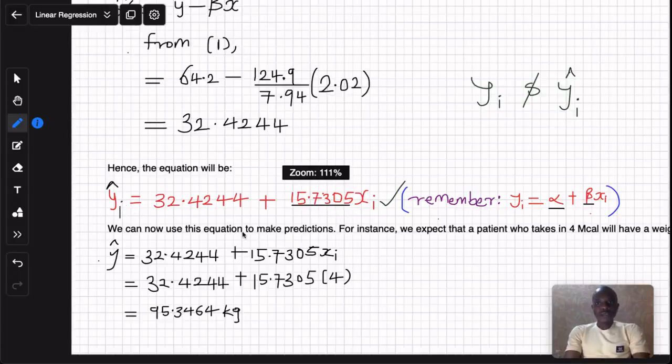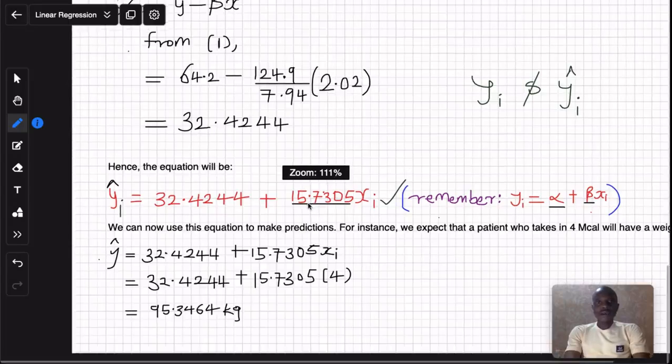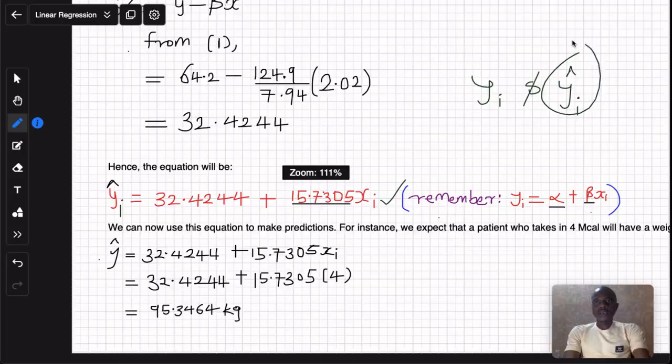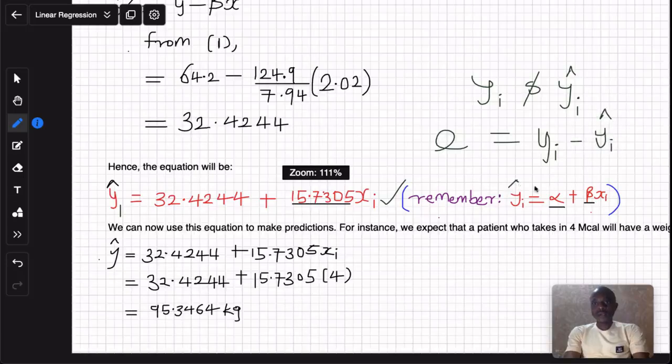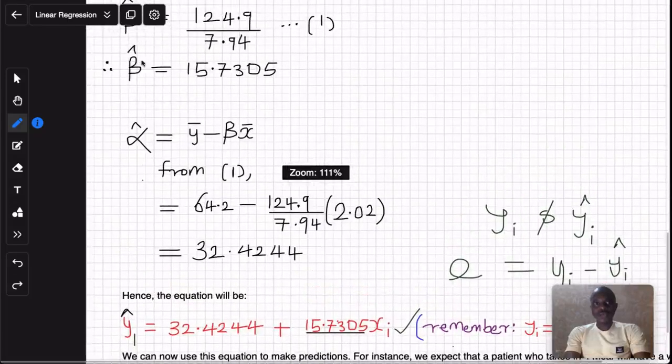If you do this, then if we obtain this, we'll have a discrepancy from this. That's what led to the error we're talking about. So E equals yi minus y hat. If you put your hat here, it's not wrong to do so, but we put it here already to show that these two are estimates.